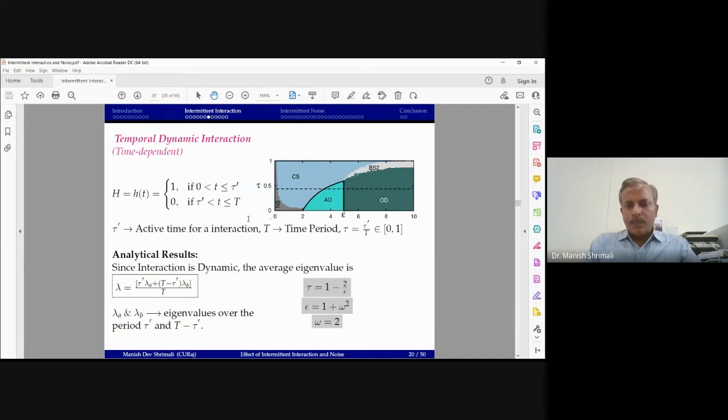And we have also done this for the time dependent case. So instead of state space, you can consider the time interval where interaction is on and off, and it is periodic in time. So here you can also do some analytical study by taking the average eigenvalue for the two regions. And you can see that in the temporal dynamic interaction, the system goes from complete synchronization to AD by this continuous second order transition and then OD. So instead of the first order transition, which was observed in the spatial interaction, in temporal interaction, it is not there.